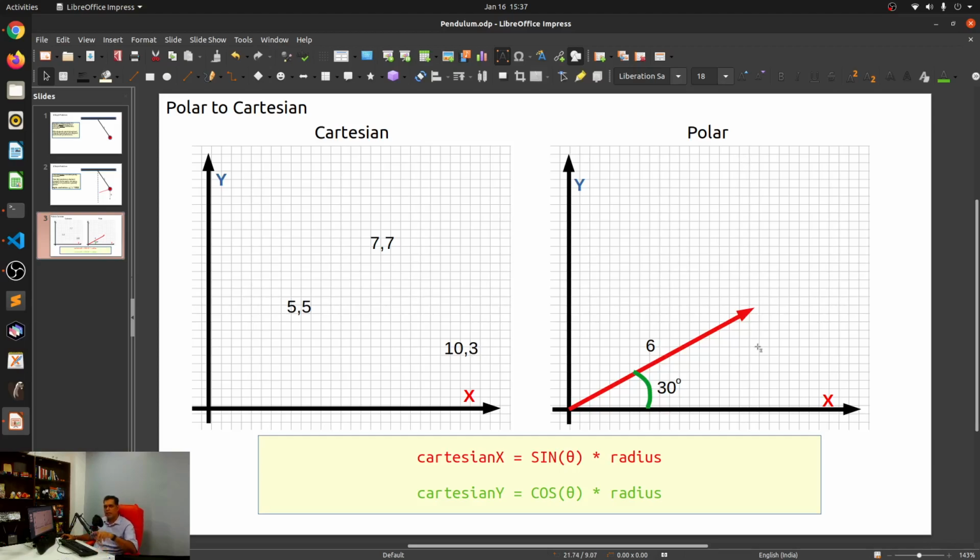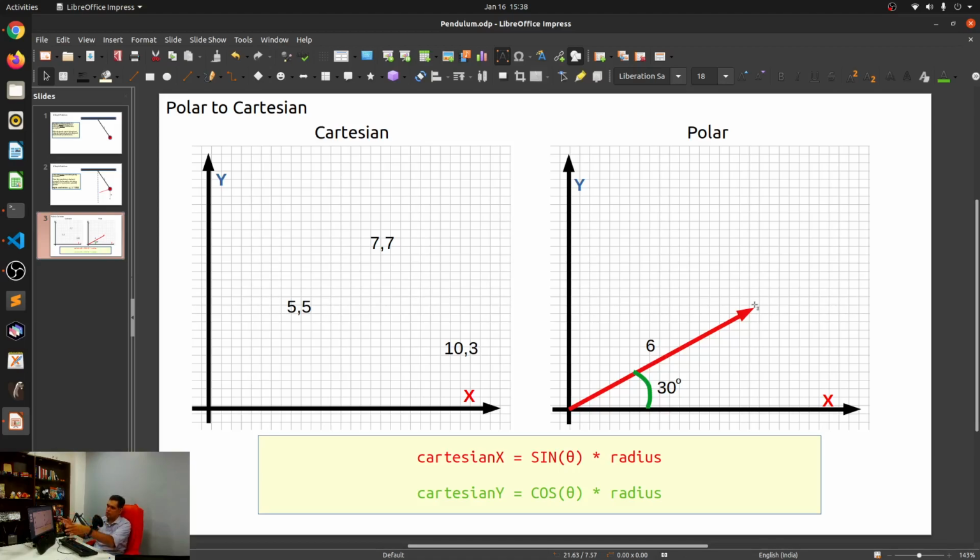And polar coordinates would essentially be all of the points on a circle. So if I was to overlay that on a graph, if I had a line of length 6 at angle 30, the end point over here, those would be the polar coordinates. Basically, where is this point on the circle? That's what it is trying to do.